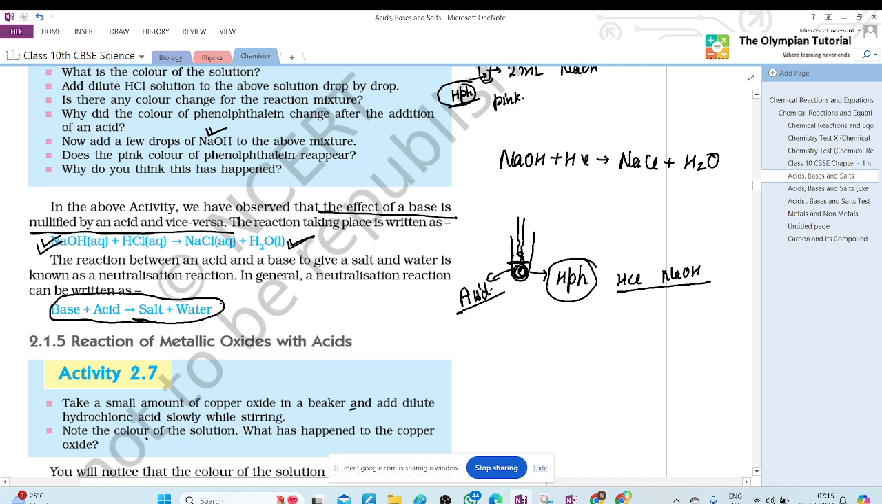Neutralization reaction. In neutralization reaction, the effect of a base is nullified by an acid and vice versa. The reaction taking place is written as base plus acid gives salt plus water, and NaOH plus HCl gives NaCl aqueous. These are in aqueous solution. NaCl in aqueous, and water it is in liquid form.